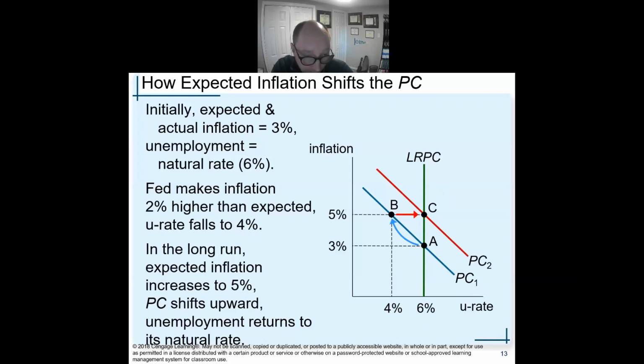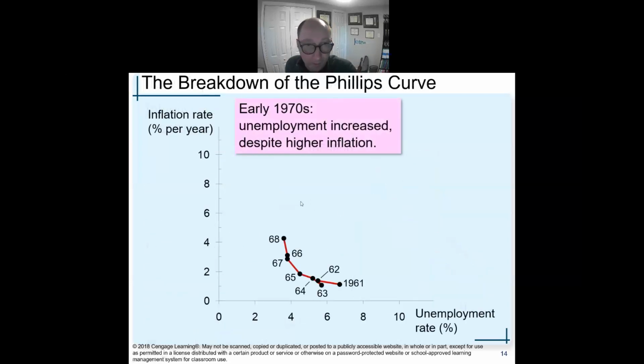Now, of course, with that, we would expect prices to rise. In the long run, the expected inflation increases to 5%, which will shift the Phillips curve upward, and unemployment will return to its natural rate of 6%. It's typically what happens.